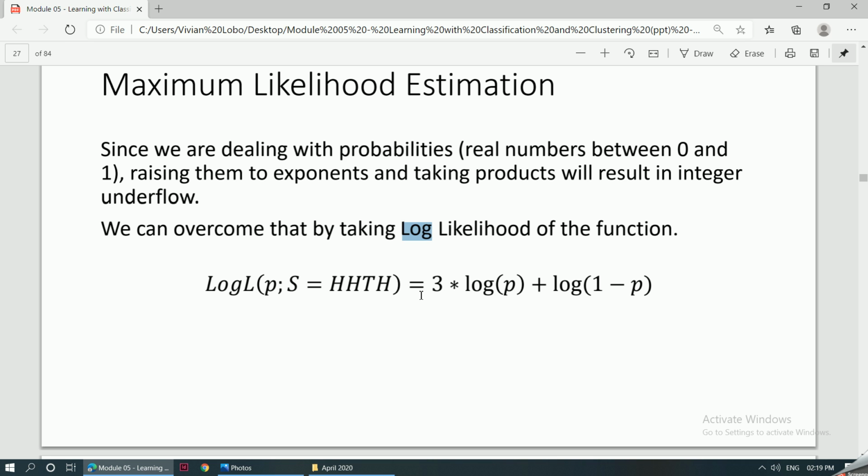So the log of this particular function, which was P cube into 1 minus P raised to 1, is nothing but 3 into log P, because for P cube, if you are finding the log, it is 3 log P, plus for 1 minus P raised to 1, the log is 1 into log of 1 minus P.